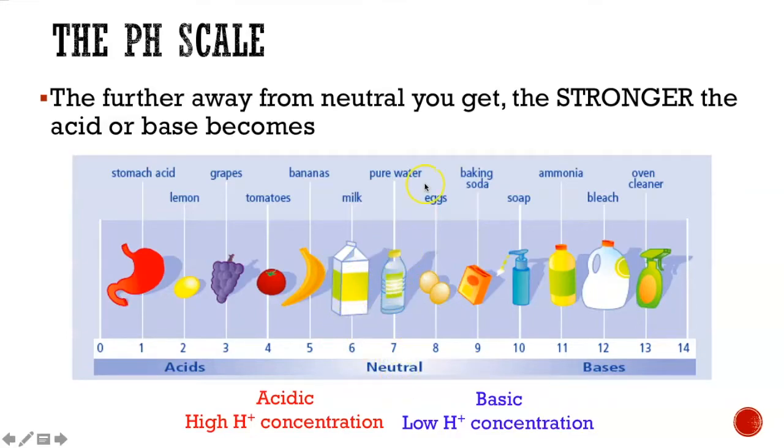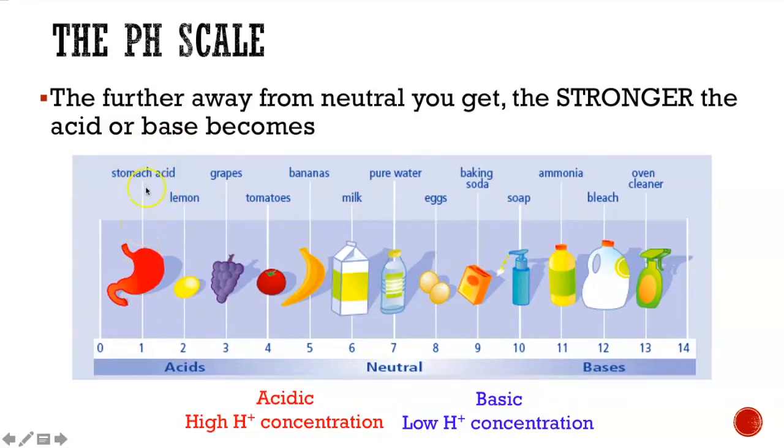If I go the other way, if I start at that magic number 7 and I start to go slowly to the right, I'm getting more and more basic. My basic solution is getting stronger and stronger and stronger. So 14 is the strongest base I can possibly have. So kind of neat to look at this. You can always pause and check out some of these pictures.